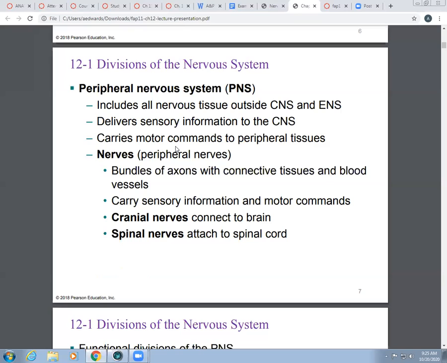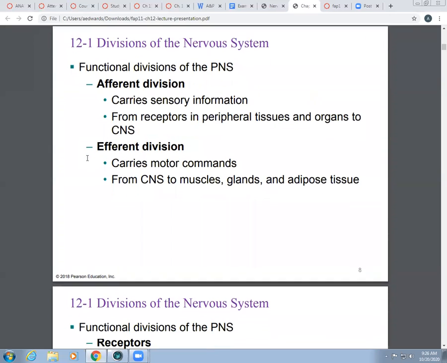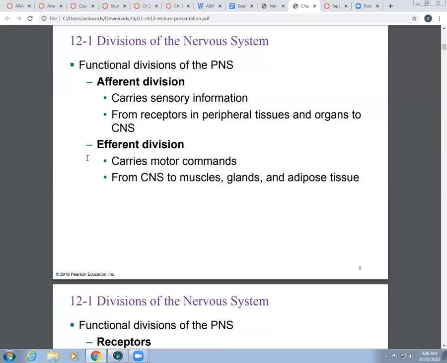Or they can send sensory information to the brain or part of the nervous system, or send motor commands to peripheral organs. The cranial nerves, as the name suggests, connect to the brain. Spinal nerves are going to be attached to the spinal cord. Okay? So the nerves can be cranial or spinal. Now, that's sort of describing the nervous system based on structure.